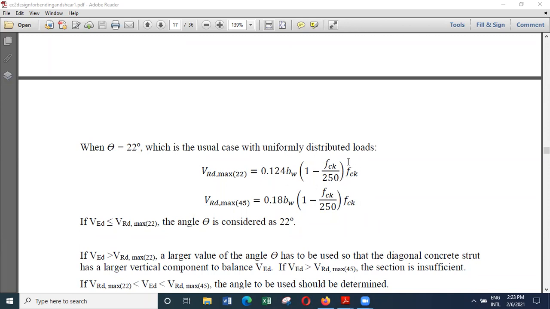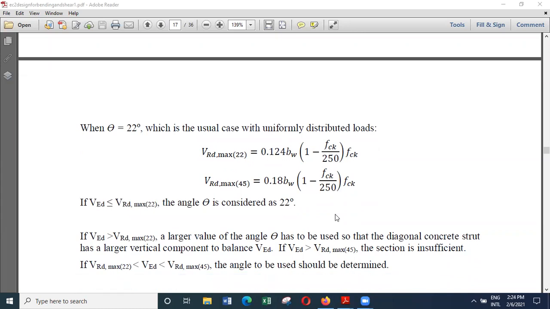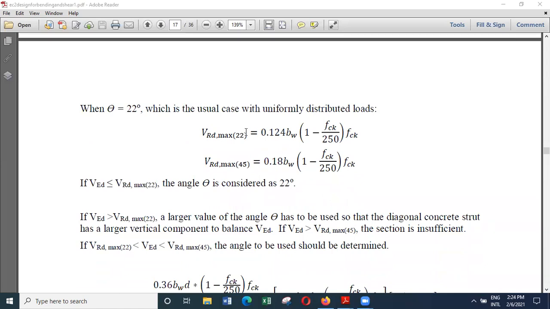If the maximum shear acting on the section is less than this value, then nothing to worry, the section is adequate. But if it is more than this value, then we see whether it's less than this. So if it is in between, we have to find the angle theta. But if it exceeds this value, we say the section cannot be used. So there's a minimum value and maximum value for the maximum shear carrying capacity for the section. So if the applied shear is more than that value, the angle will be bigger than 22, but less than 45. So we have to see what is the actual angle.